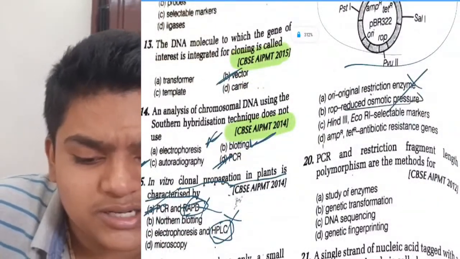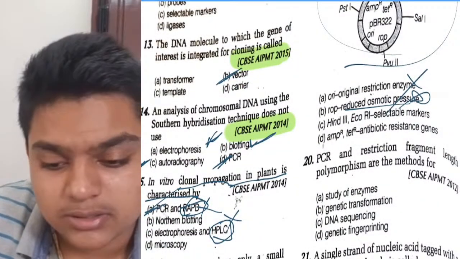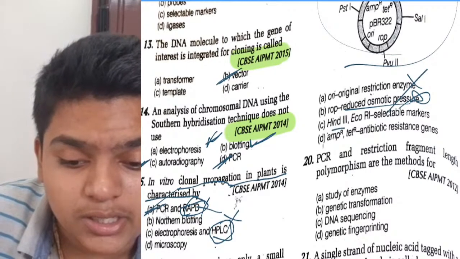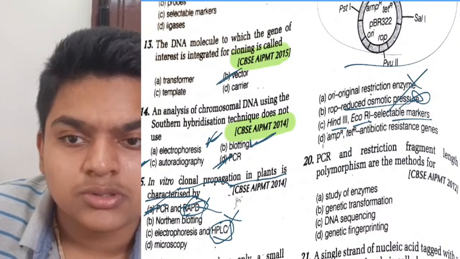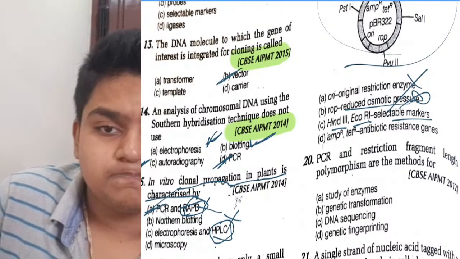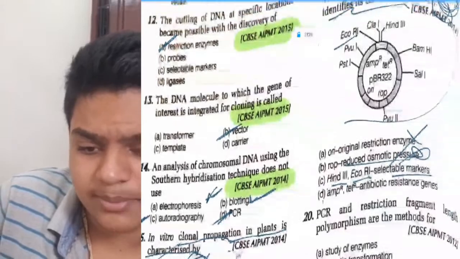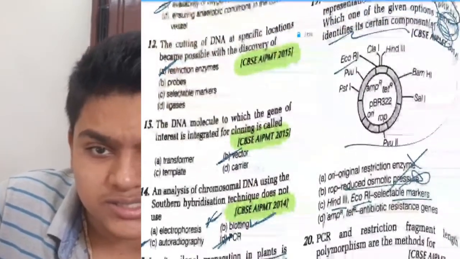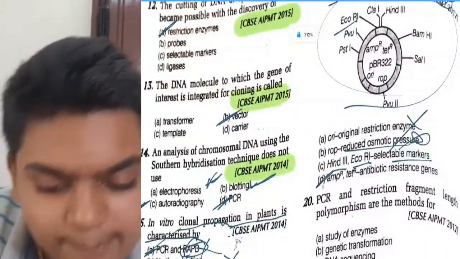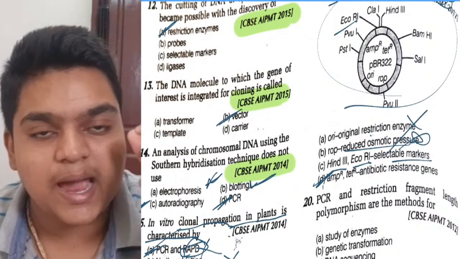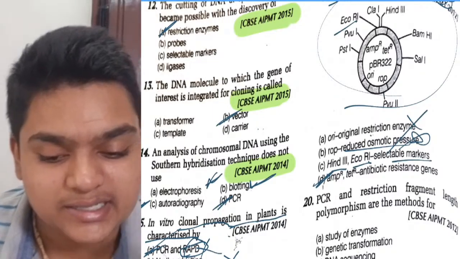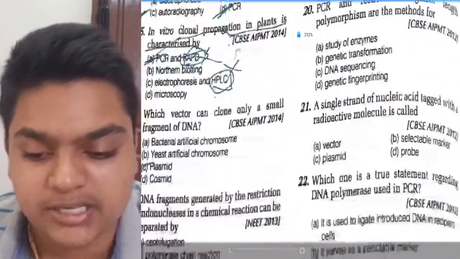Reduced osmotic pressure. Really? Rock means that? No. HIND3 and EcoR1 are not selectable markers. They are the restriction enzyme sites. AMPAR and TETAR are the antibiotic resistant genes. Yes, AMPAR is the ampicillin resistant gene and TETAR is the tetracycline resistant gene.